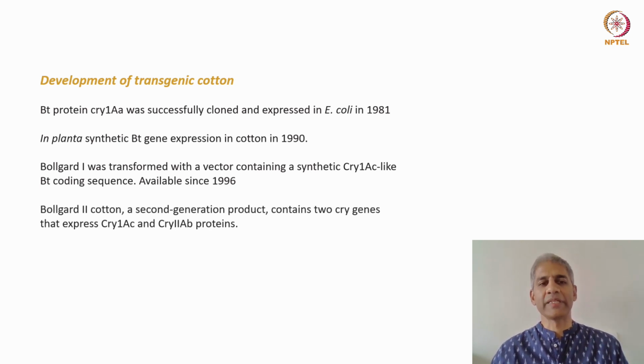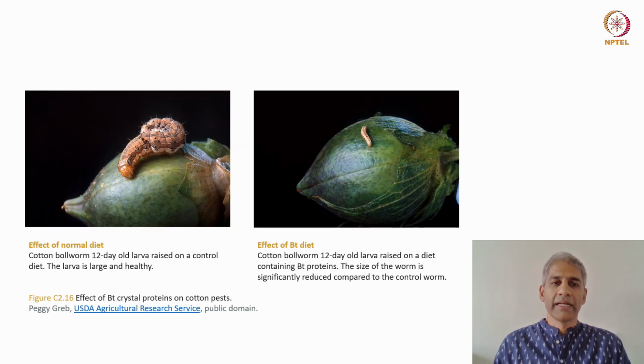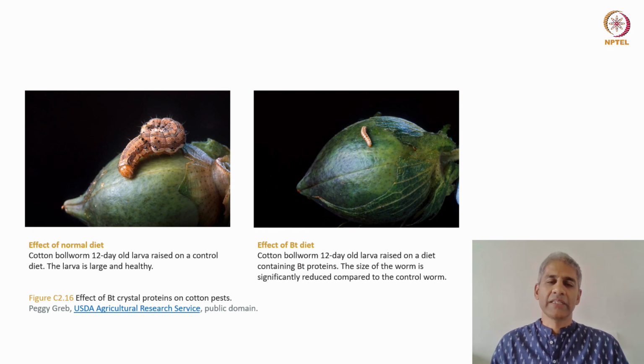And then since then, there have been other varieties of cotton which have been put out commercially, which contain two genes. There is also subsequent developments where there are varieties of cotton which contain three different genes, which contain three different toxins, which means they can be applicable against a larger variety of pests. And here is an example of the effect of these Bt toxins on insects.